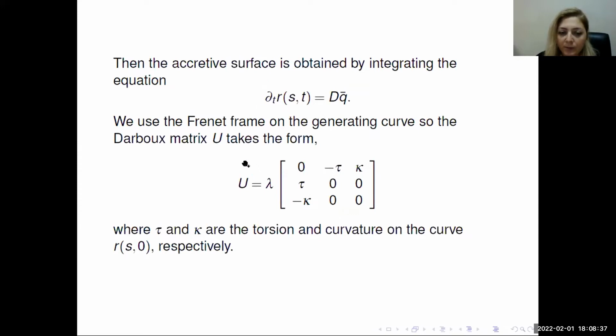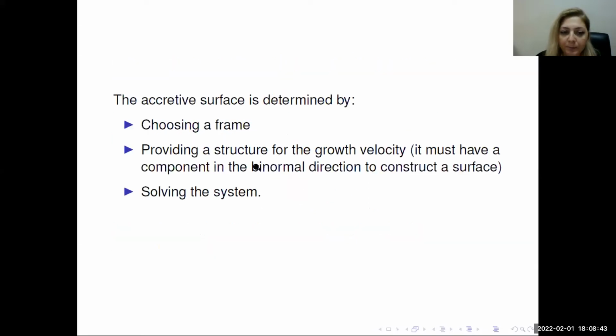Since we use the Frenet frame, the Darboux matrix is in this form. Lambda is the stretch factor. The accretive surface is determined by choosing a frame, providing a structure for the growth velocity. Here we note that the velocity must have a component in the binormal direction to construct the surface. Then we solve the system.